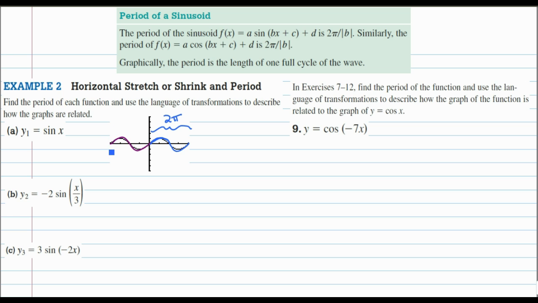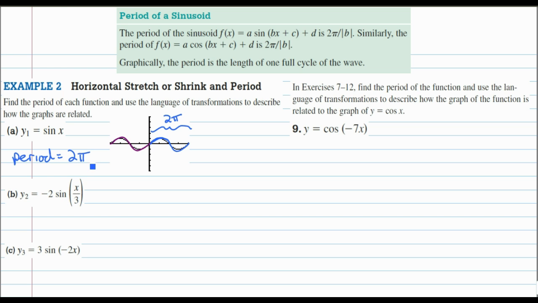Remember, this goes from negative 2 pi to 2 pi. I set my x-min and x-max. So if this is negative 2 pi to 0 and 0 to 2 pi, the stretch is 2 pi long. So the natural period of sine is 2 pi.